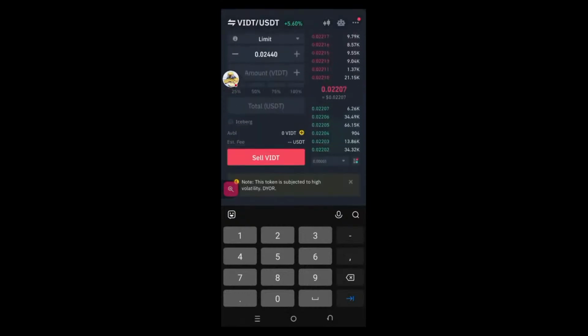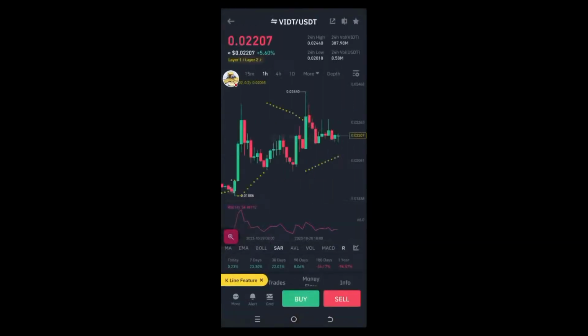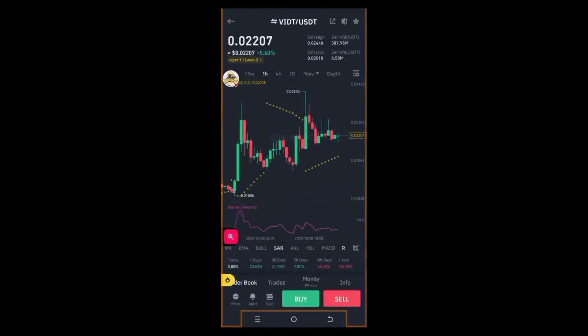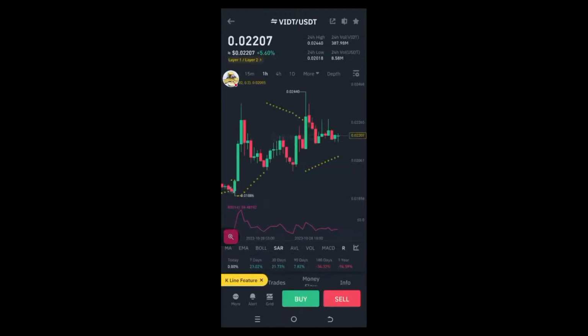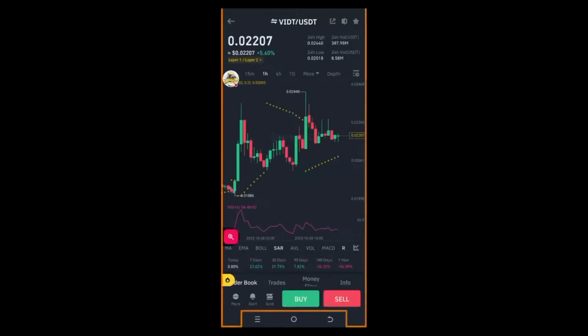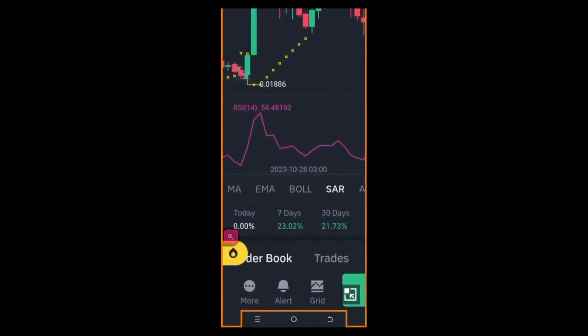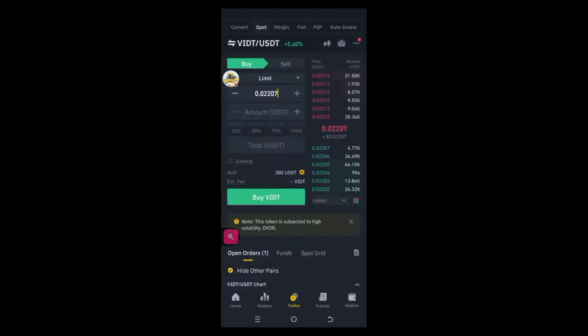Okay, I think we can work with this anyways. Let's see what we can work with. VIDT. I just pray that as it's going up, it just keeps on going up. It's not fully on pump mode, but the conditions look right. The parabolic SAR is under, and the RSI is not as high. Okay, let's go ahead and just try this out.